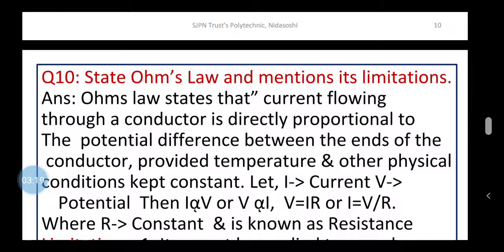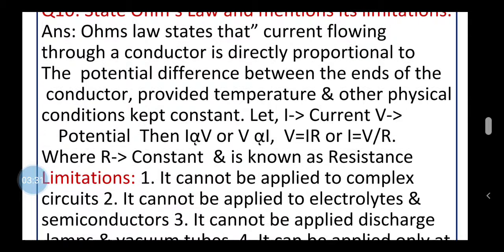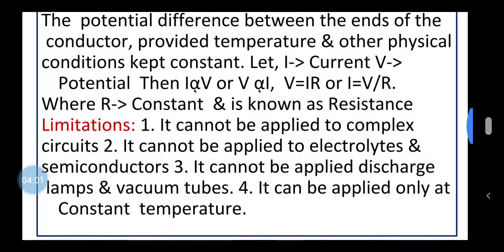What does Ohm's law state? Ohm's law states that the current flowing through a conductor is directly proportional to the potential difference applied between the ends of the conductor, provided temperature and other physical conditions are kept constant. Consider that I is the current flowing through a conductor and V is the potential applied across it. Then by Ohm's law, current is directly proportional to V, or voltage is proportional to current. Now we can write V = I × R, where R is a proportionality constant, known as the resistance of the conducting material, and it is a material property.